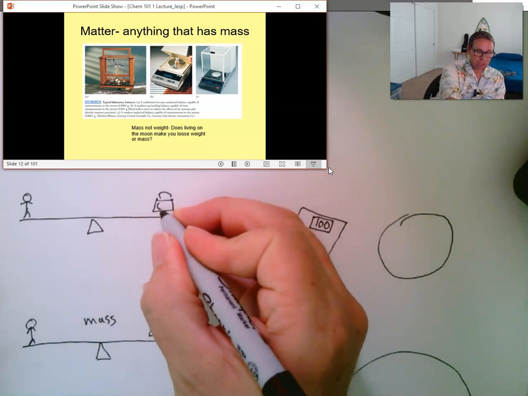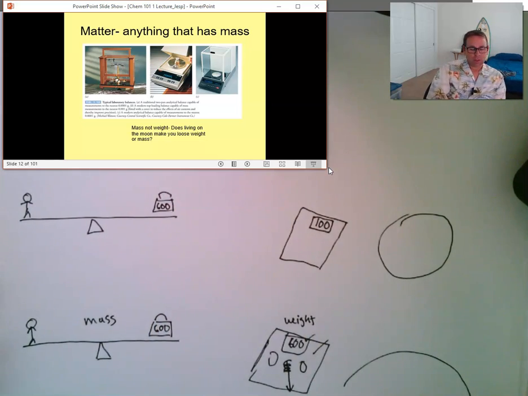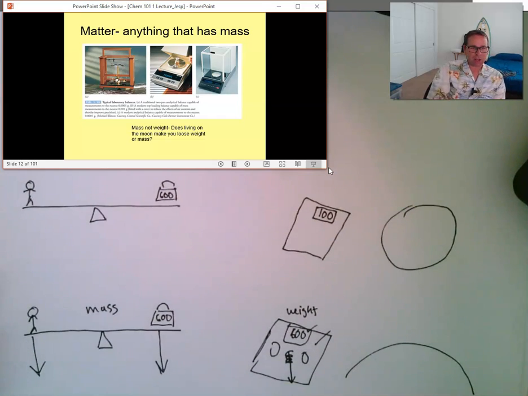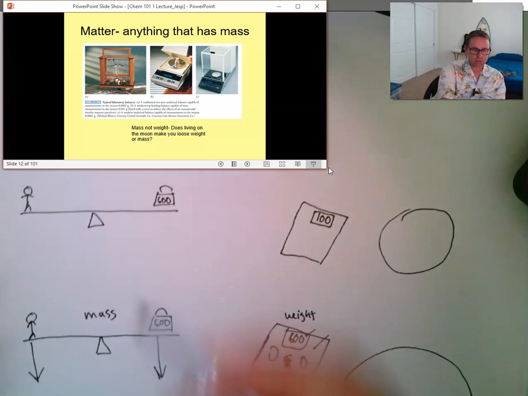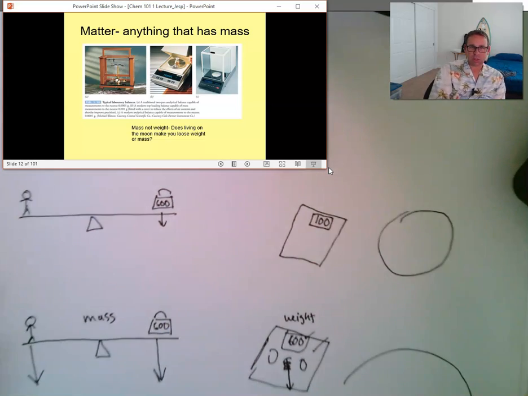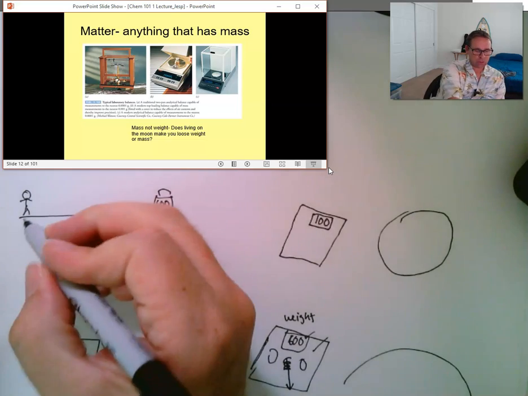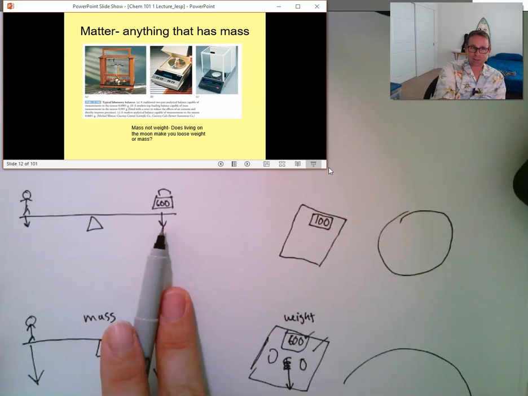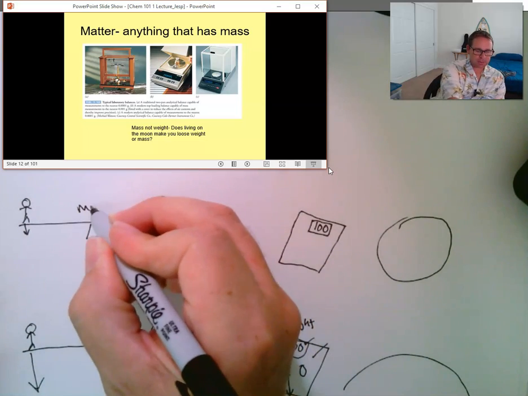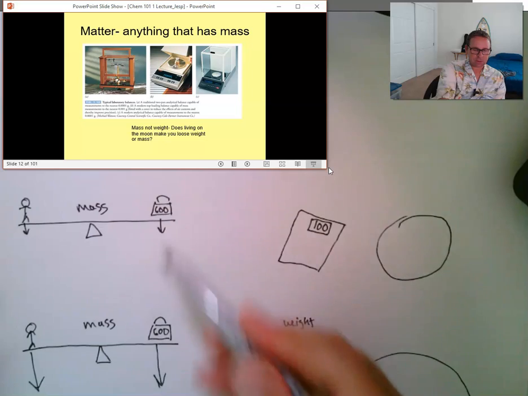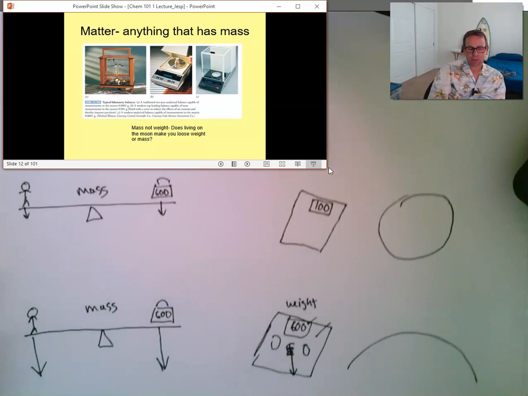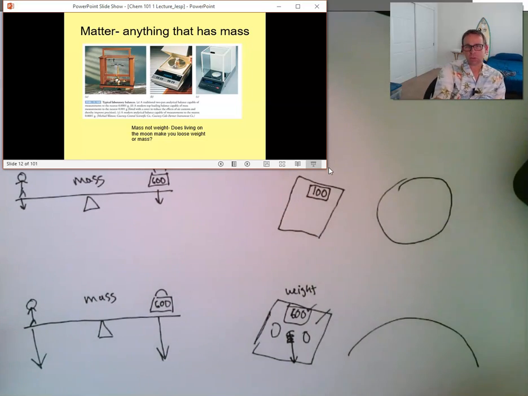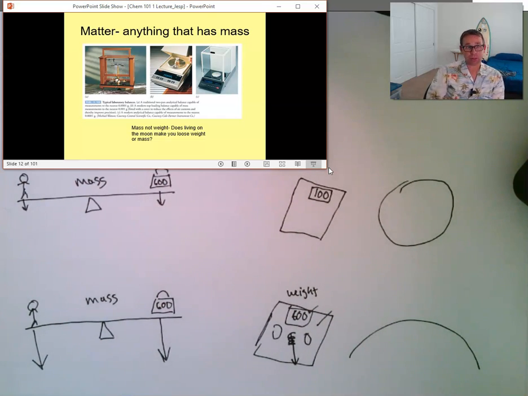600. That's right. You still need 600. Even though this here has a big gravitational field, this is on Earth, this has a smaller gravitational field, and that smaller gravitational field is influencing me over here. So I still need this same mass. So a balance works independently of gravity, whereas scales like this will differ based on the amount of gravitational field that there is.